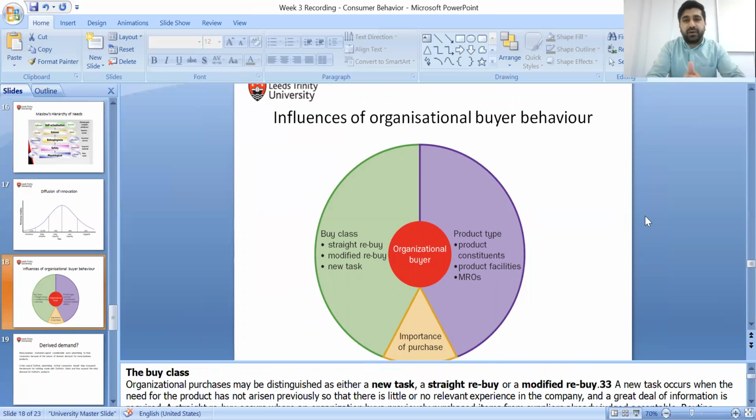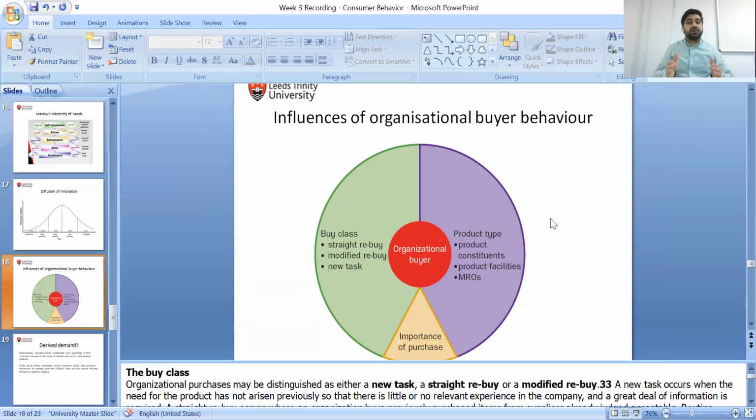Influences of organizational buyer behavior. We can see here organizational buyer behavior is affected basically by three types: buy classes, product types, and importance of purchases. So let's discuss the buy class. What is meant by buy class in organizational buyer behavior? The buy class means organizational purchases may be distinguished as either a new task, a straight rebuy product, or a modified rebuy product.